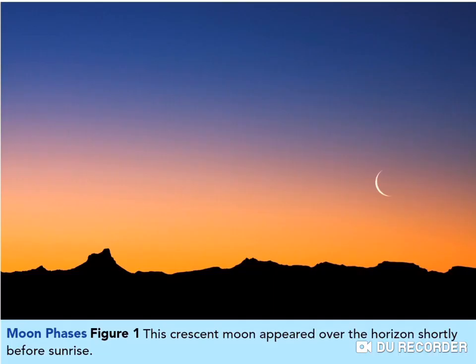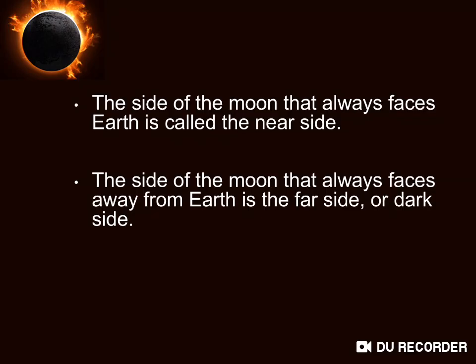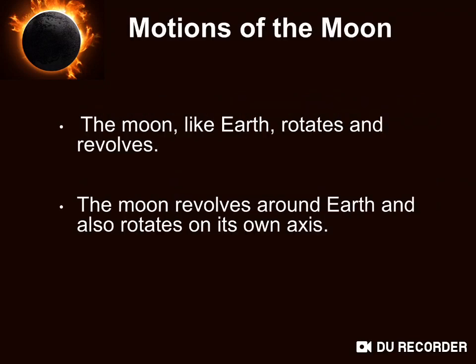Figure 1. This crescent moon appeared over the horizon shortly before sunrise. This is one of the moon phases. The side of the moon that always faces Earth is called the near side. The side of the moon that always faces away from Earth is the far side or dark side.